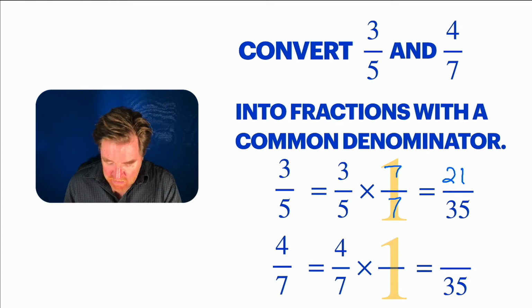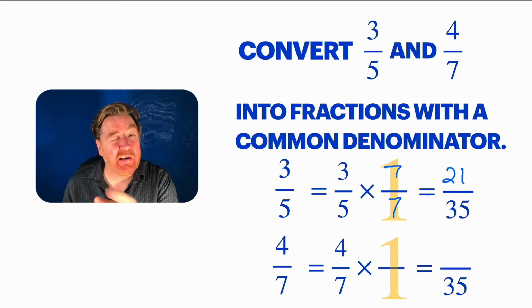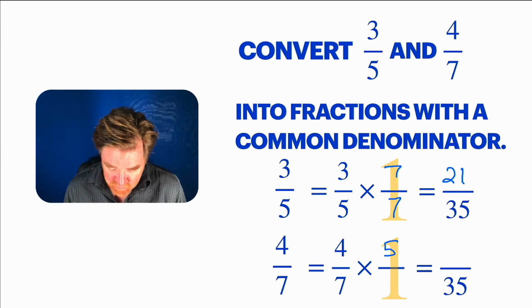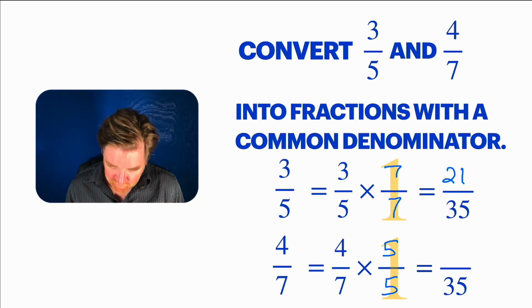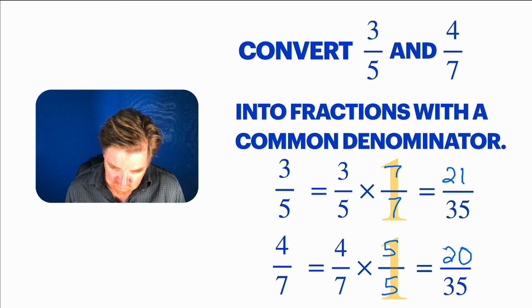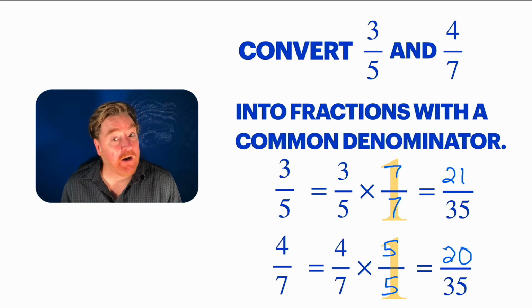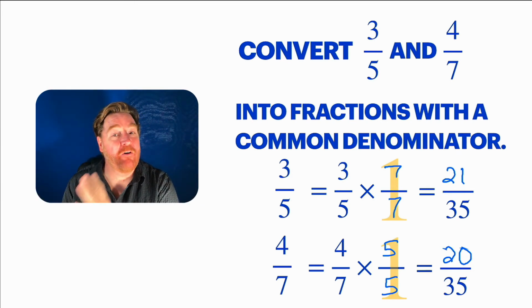4/7 times, let's see, looks like we need 5/5 there. In this case, that's the one. So 7 times 5 is 35 and 4 times 5 is 20. 20/35ths. All right, there we go. So the same guys, they're just dressed up in the same outfits. They both are in their 35ths outfit.